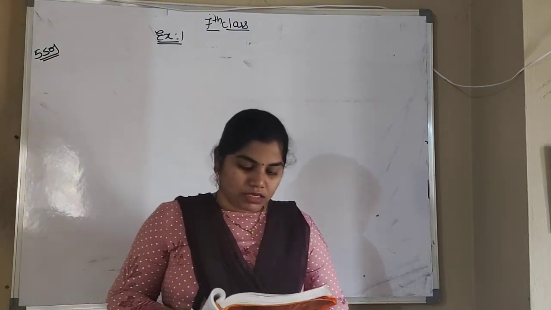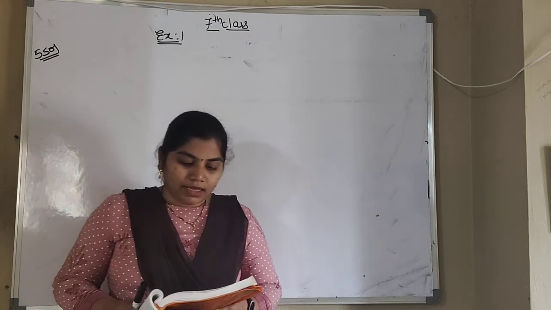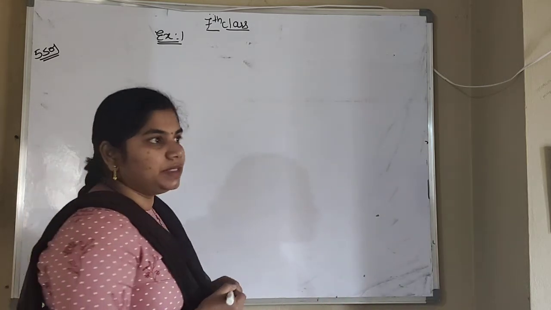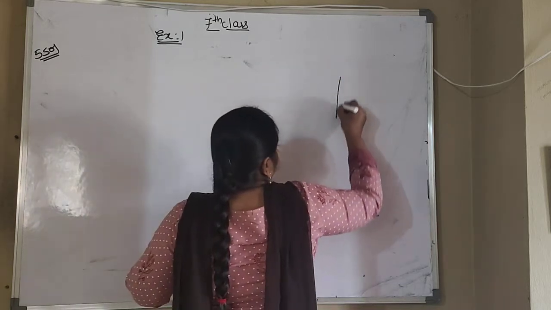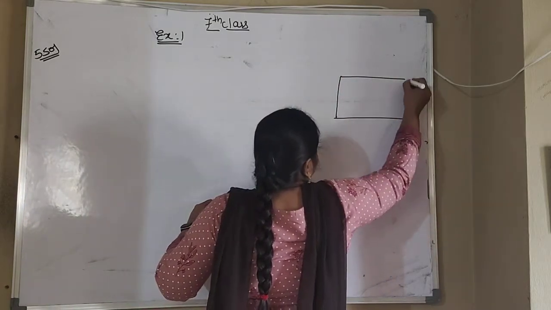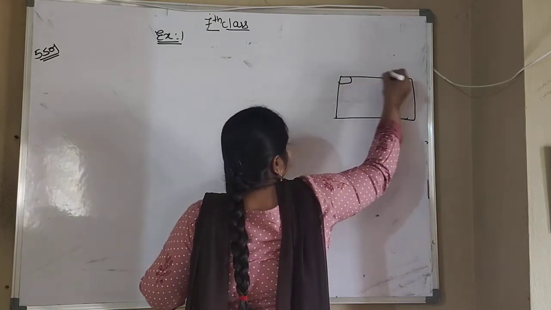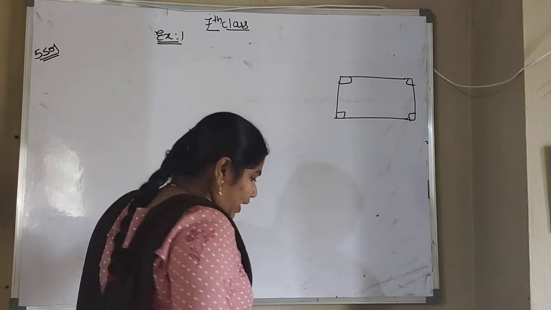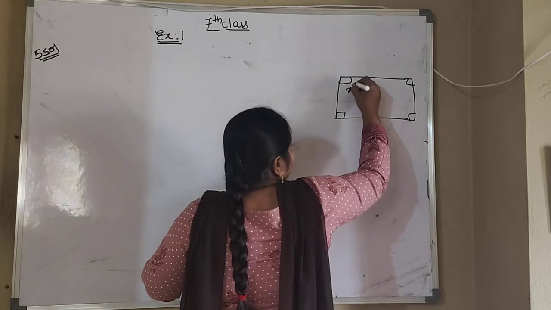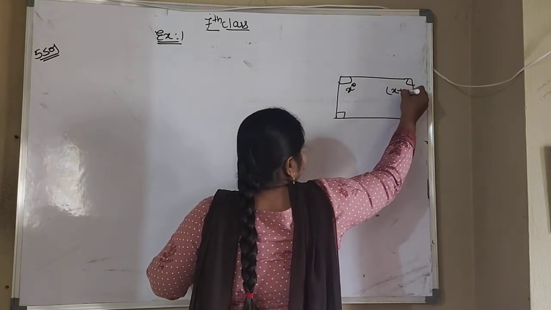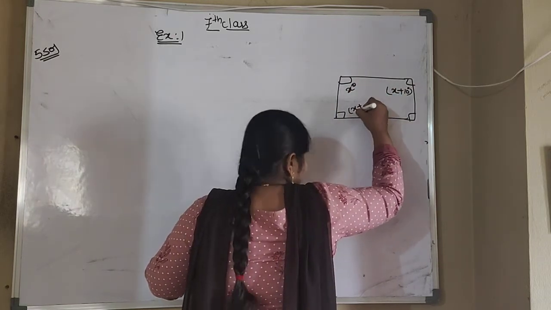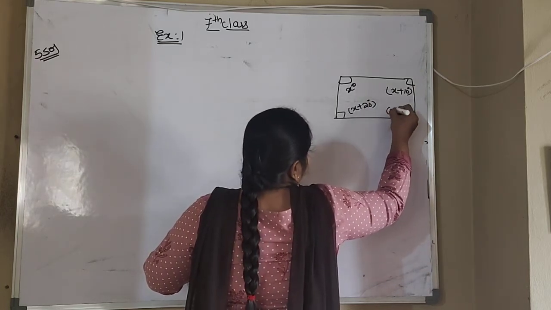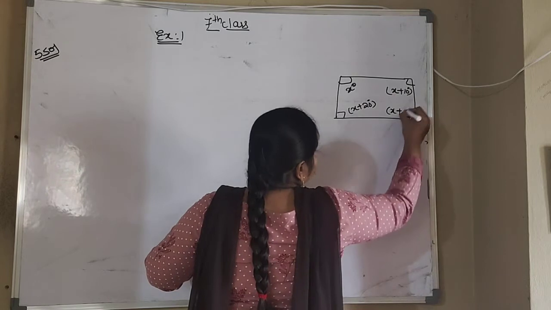Find the angles. So in a quadrilateral, how many angles will be there? Total 4 angles will be there in a quadrilateral. If you take any type of quadrilateral, it will have 4 angles. In this, the first angle they have given as x degrees, second angle is x plus 10 degrees, third angle is x plus 20 degrees and fourth angle is x plus 30 degrees.